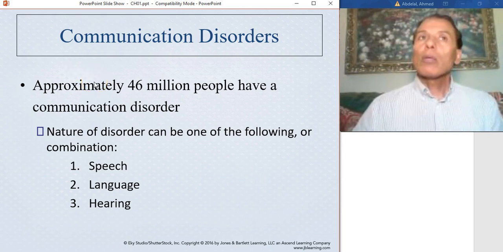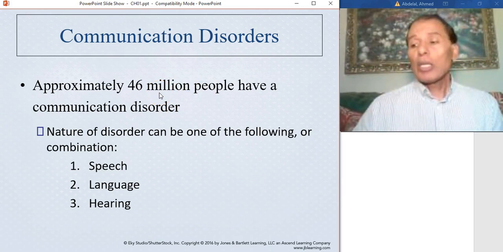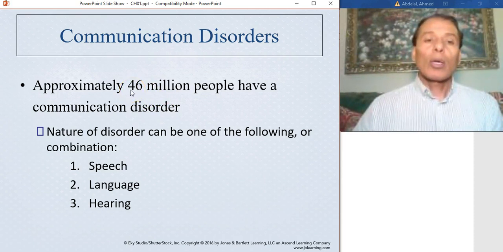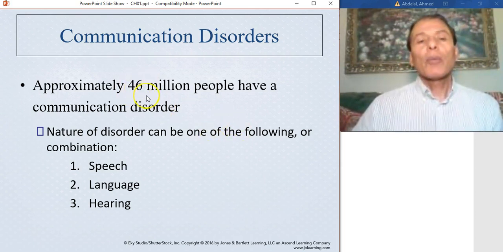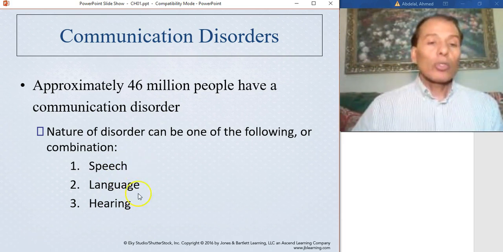Back in 2015-2016, the number of people with communication disabilities in the USA reached 46 million. At that time, the population was a few million lower than now. Now the American population, in 2019, is 329 million. But in any given period of time, about 15% of the American population would have disorders of communication that will affect one or more of these areas.